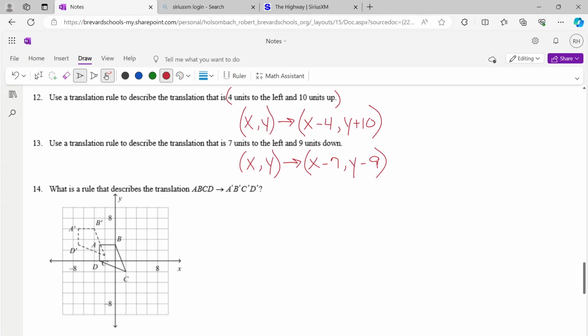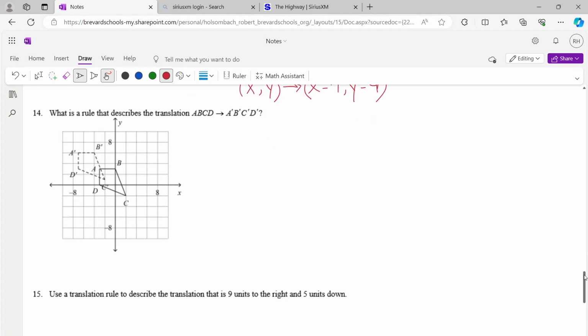Again, left and right deals with the x value. Up and down deals with the y value. All right, problem number 14. What is the rule that describes the translation ABCD to A prime, B prime, C prime, D prime?